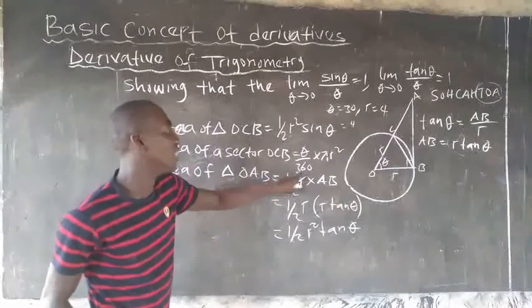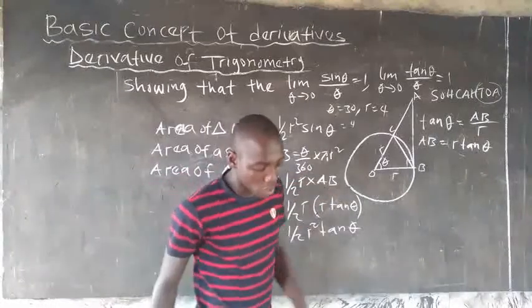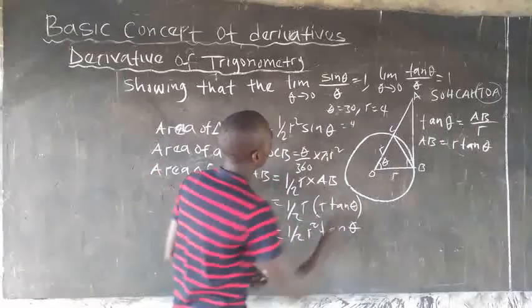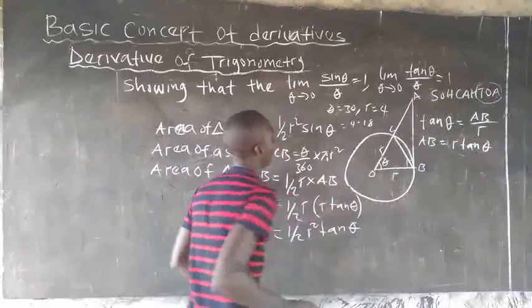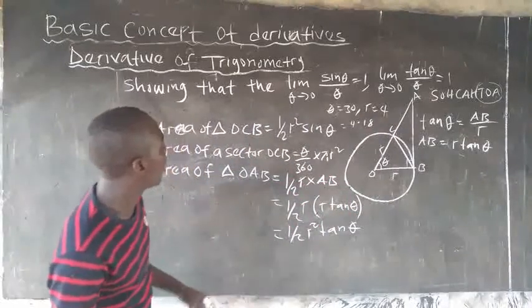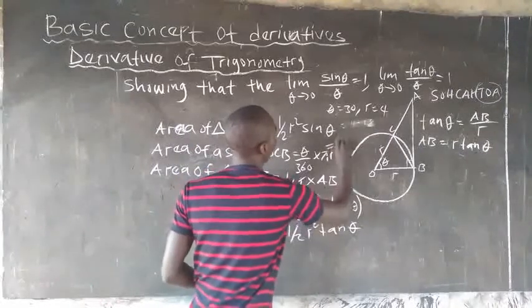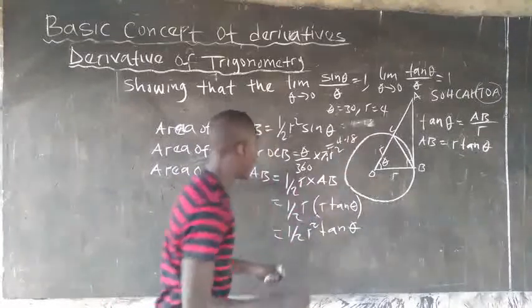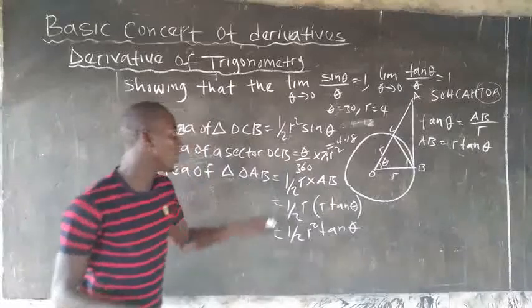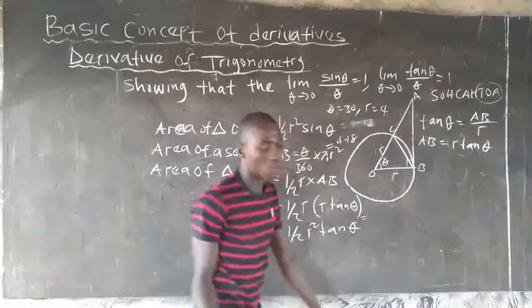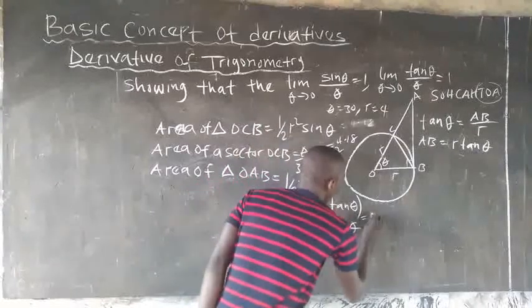Do the same thing here. 30 over 360 times pi r squared will give us 4.18. And here, if you do likewise, it will give us 4.62.